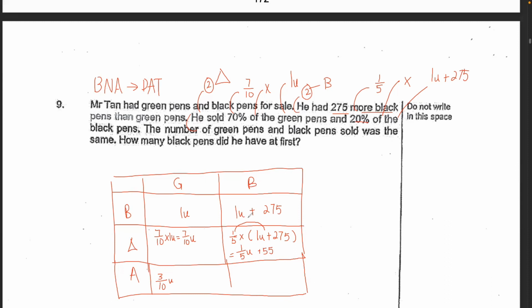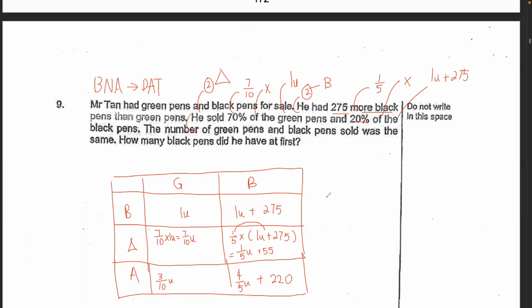pens. Now after that, you of course want to find the after for black. I taught my students units minus units, correct? So 1 unit minus 1 over 5 unit, we know that it's 4 over 5 units. Make sense? 275, number minus number. So 275 minus 55 gives me plus 220.